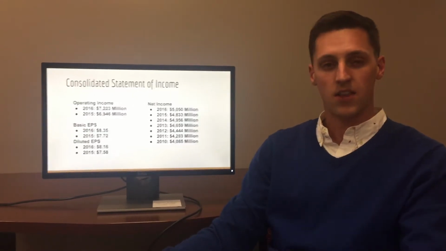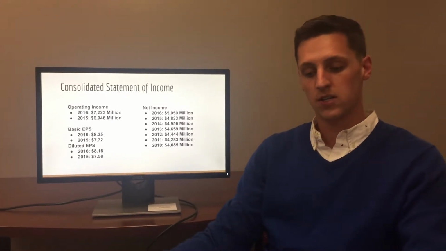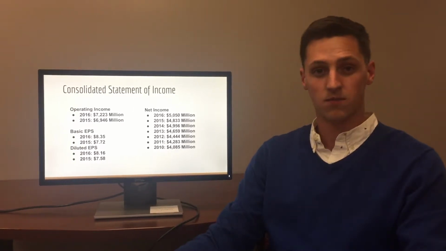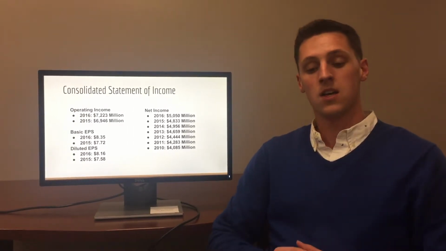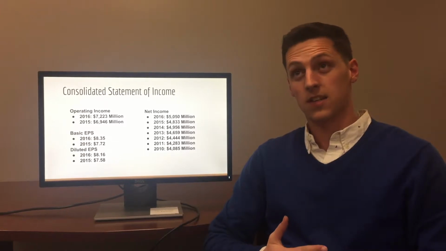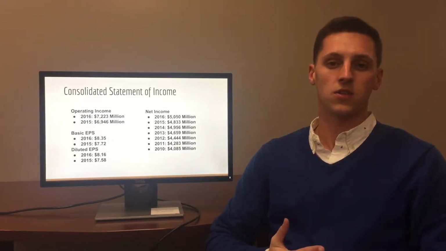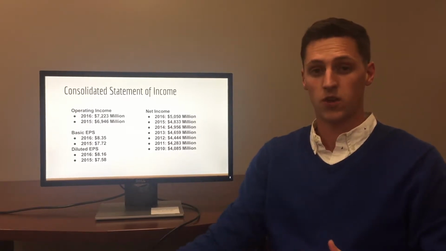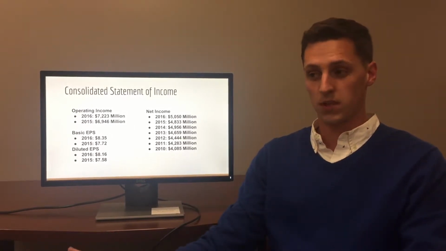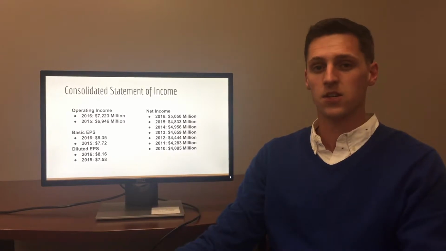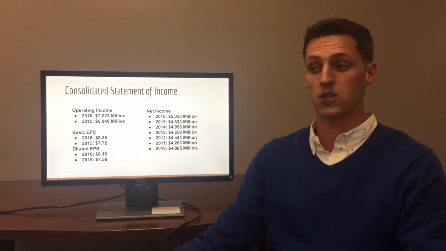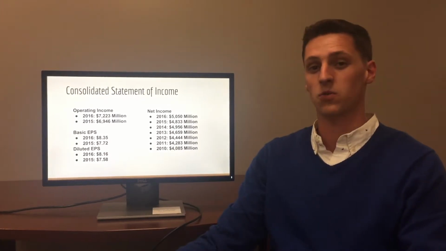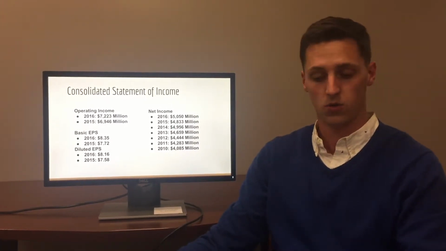So in the consolidated statement of income, also known as the income statement, we can find that operating income increased from 6,946 million in 2015 to 7,223 million in 2016. This has actually been a long-term trend. It's really been increasing for the last 5 years, and this is, if you look at their statements, due to an overall increase in net sales and a general decrease in the cost of goods sold.